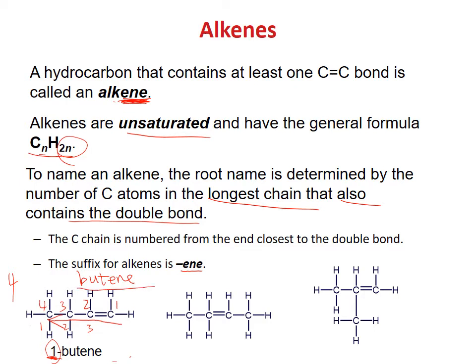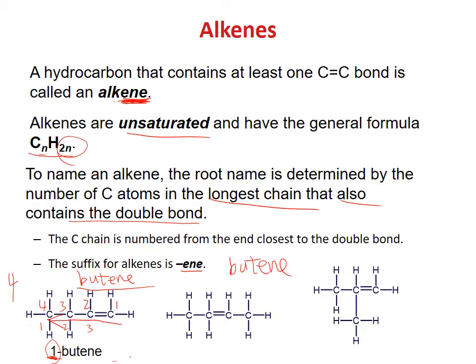If the double bond is not at the number 1 carbon, we must add the number as a prefix in front of the name. So let's look at the second molecule. It also has 4 carbon atoms, so it's also a butene because it has a double bond.